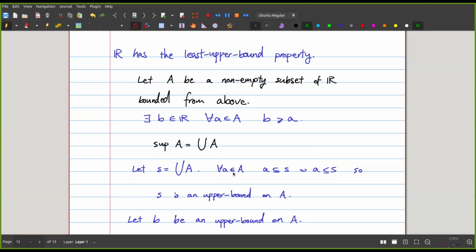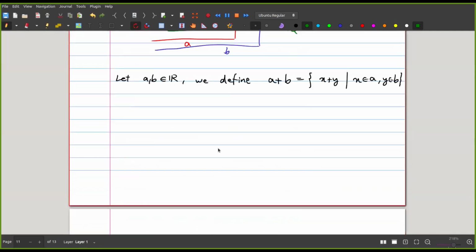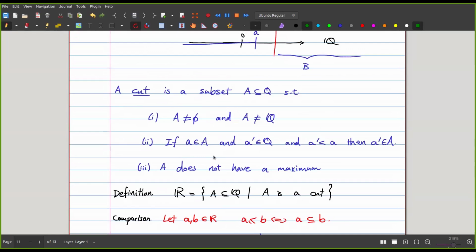A nice question that someone asked after the end of this session was, how do I know that this union of A is actually a cut? Because remember, we defined our set of real numbers R as just being the set of cuts. So if I'm saying that my universe is R, and if I'm saying that the supremum is this set, the union of A, then I have to show that this set is a cut. And actually, I didn't use the fact that my original set is bounded from above, and that's where I'm going to use that. So let's go back to the definition of a cut.